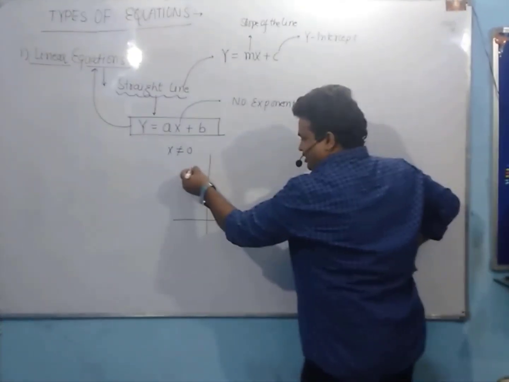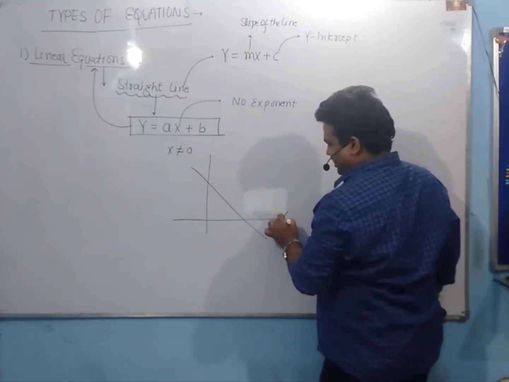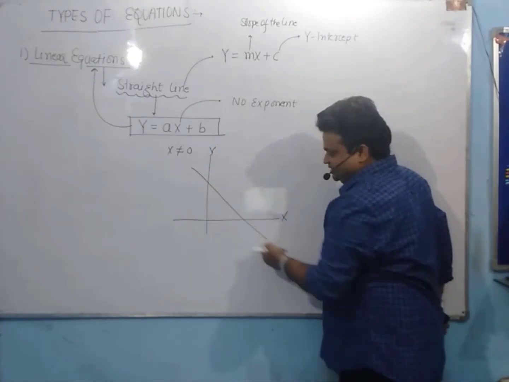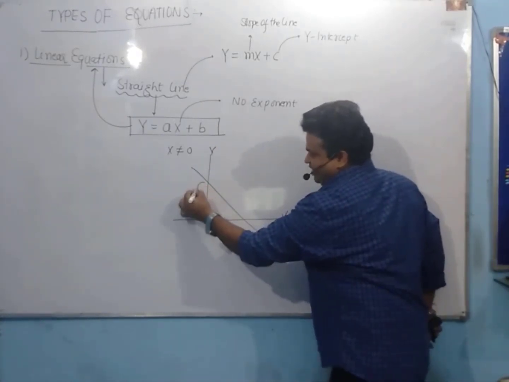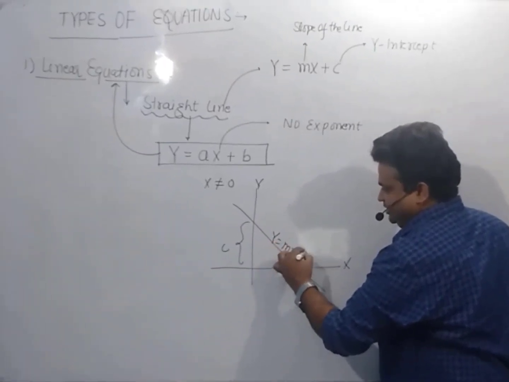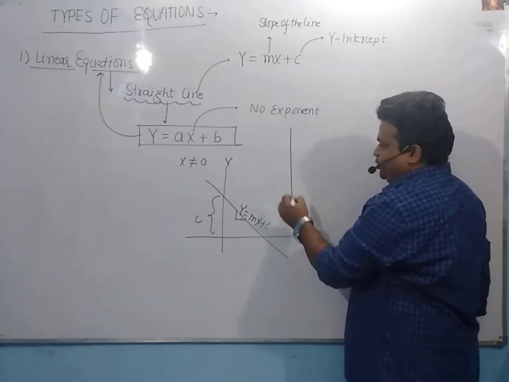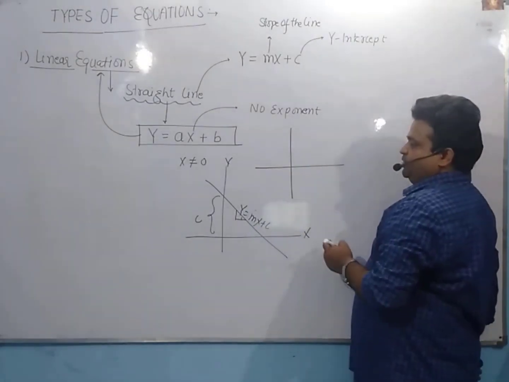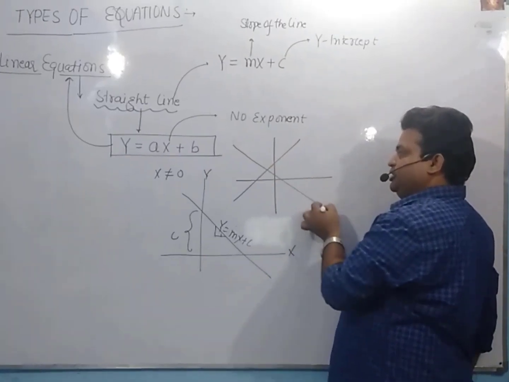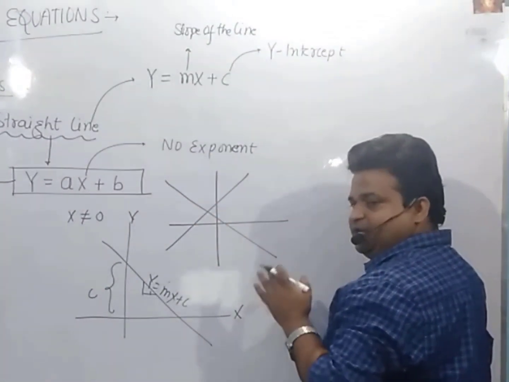Now, your equation of a straight line must be like this. This is your x-axis, and this one is the y-axis. So this straight line, this is your c value. This is the straight line where y equal to mx plus c, and this is the slope of the line. Now, the slope can be like this also, it can be like this also. So these are also different kinds of lines of linear equation.